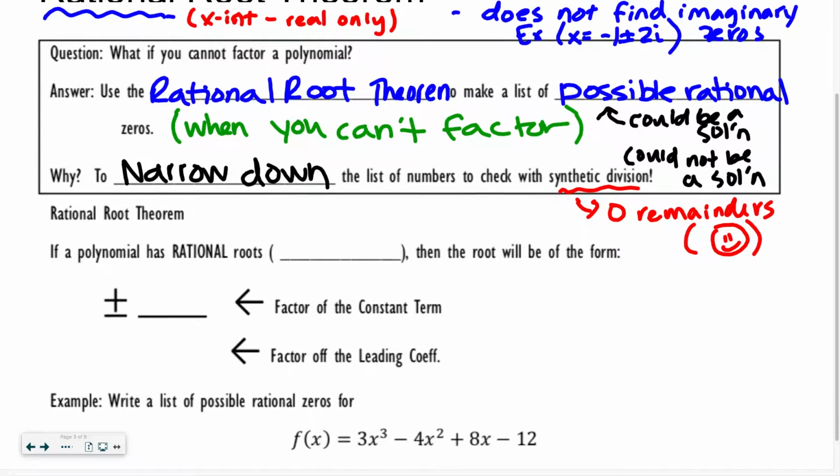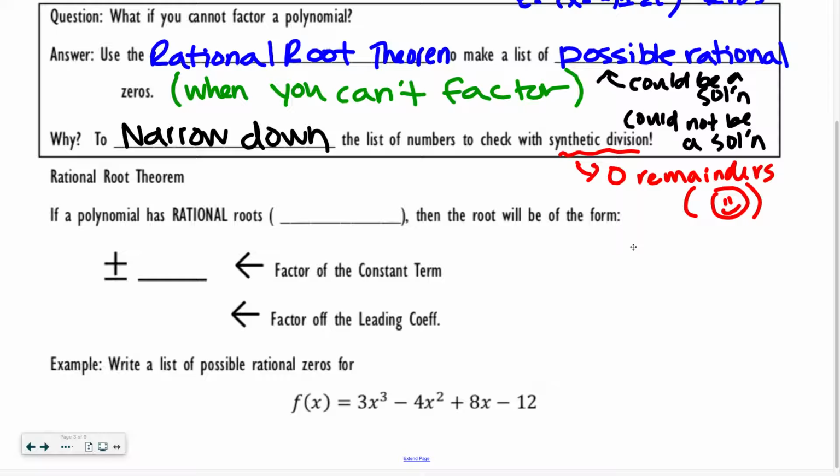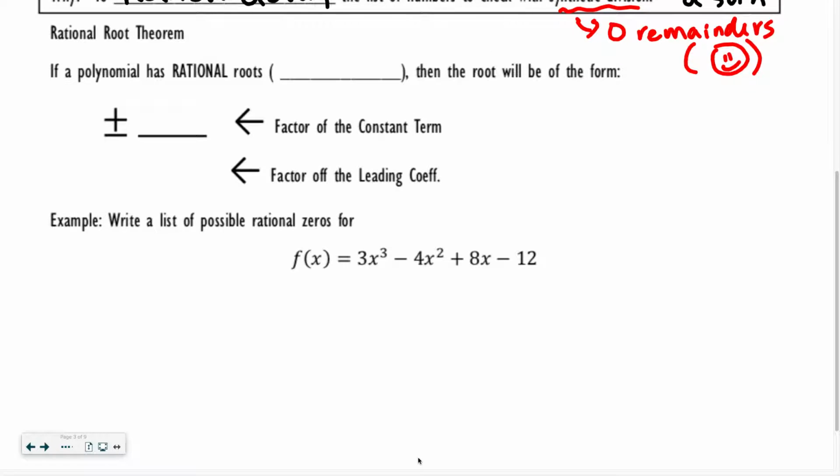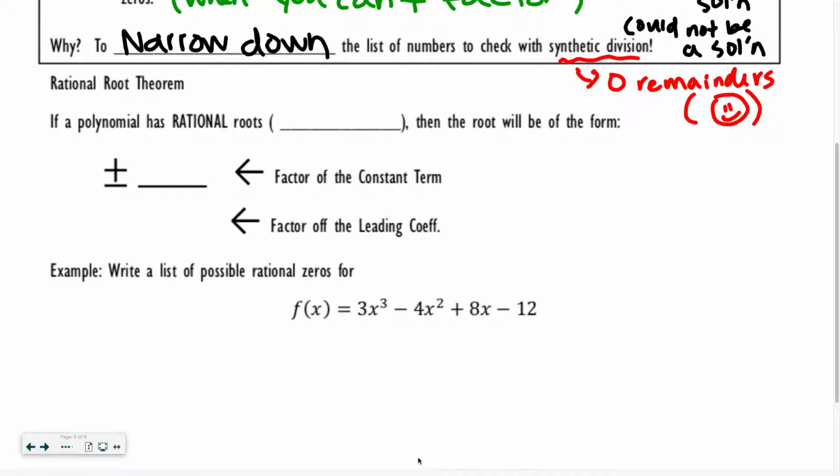Okay. So last part where we get into what does the rational root theorem actually say. So now we know the why of what we're doing. If a polynomial has rational roots, okay, so those are fraction roots, right? Or whole numbers, or integers are also fractions. Then the root will be of this form, plus or minus p over q.